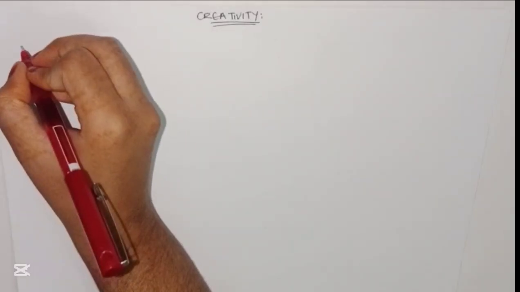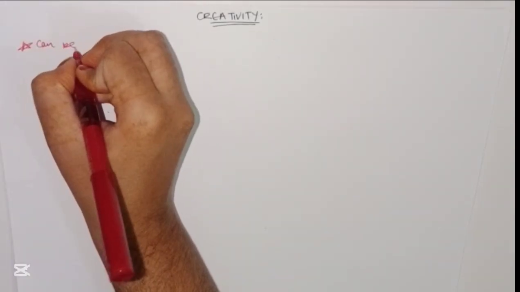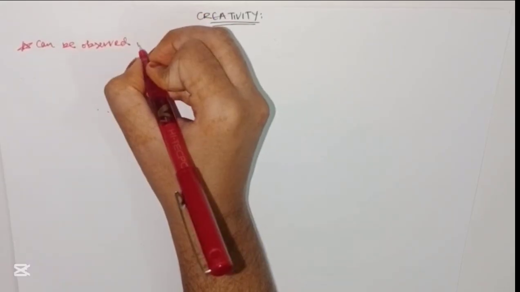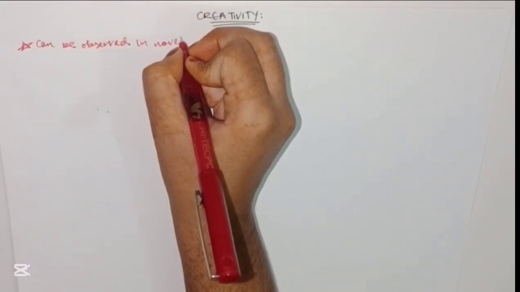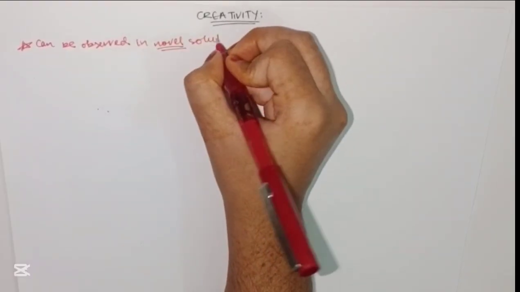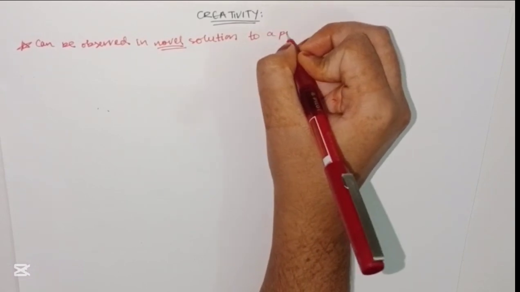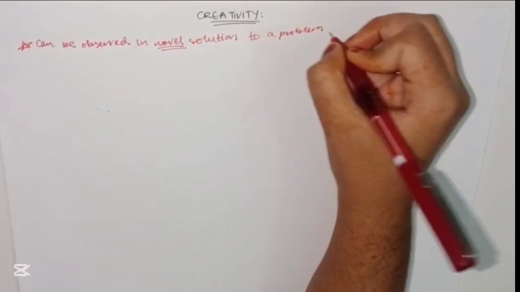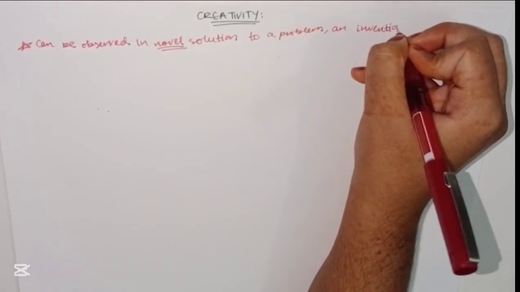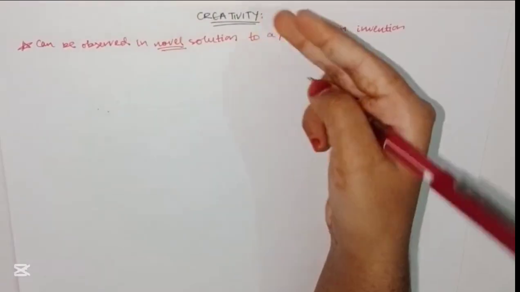So manifestation of creativity can be observed in novel solutions. Definitely a novel solution. This word is very critical. Novel means new. Novel solutions to a problem, and invention. So creativity is using an original idea of yours to make something new using past experiences or knowledge.